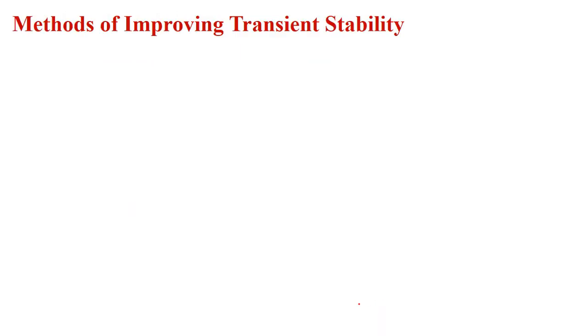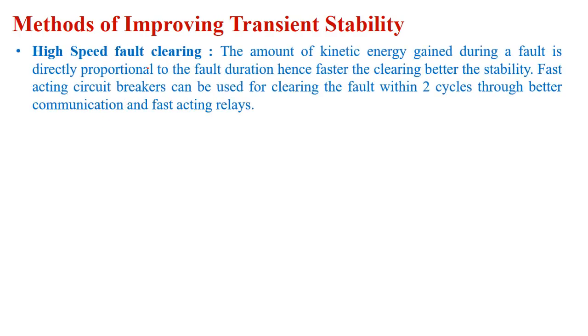Methods of improving transient stability. Up to this point we saw transient stability analysis by the numerical integration method, and then by the direct method. Now we'll see how we can improve the transient stability of the system. First point is high speed fault clearing. This plays a very important role in improving the stability.